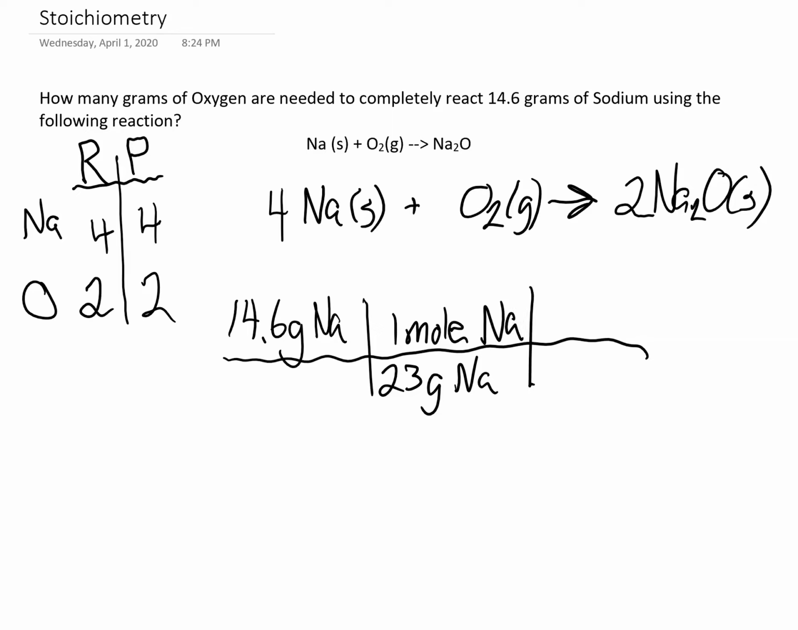Now that I've got my sodium in terms of moles, I can use the mole-to-mole ratio from the balanced equation here in order to change from sodiums over to oxygens. So I'm going to do just that. And the mole-to-mole ratio comes from the coefficients of the balanced equation. In this case, I'm interested in the sodium to oxygen ratio, so I can see from the balanced equation it takes 4 moles of sodium to equal 1 mole of O2.